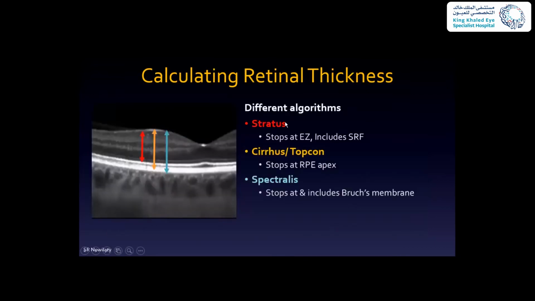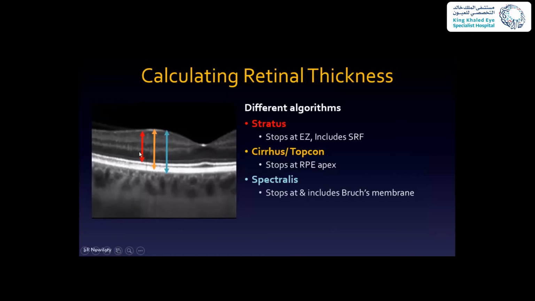Now, calculating retinal thickness, you also have to know that the retinal thickness depends on the machine. Each software is programmed differently. In a Stratus machine, the thickness stops really at the ellipsoid zone. In a Zeiss Cirrus machine, it stops at the apex of the RPE, and in the Heidelberg machine, which is what we have, the Spectralis, it really stops at the bottom of the RPE Bruch's membrane. So these are the machines that generate the highest thickness.